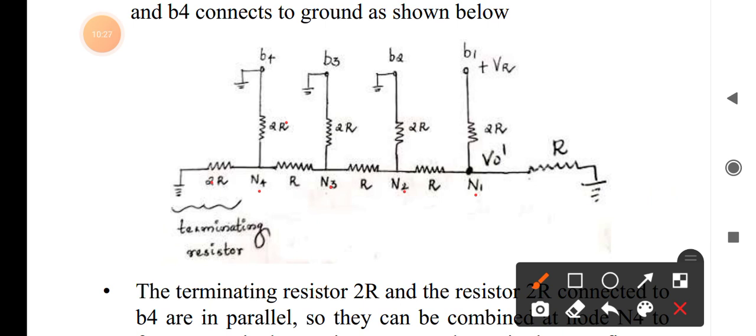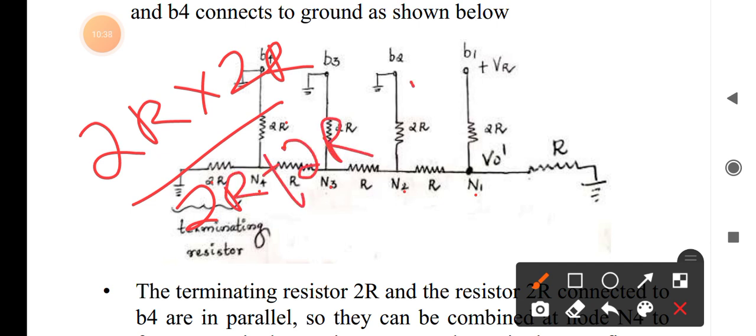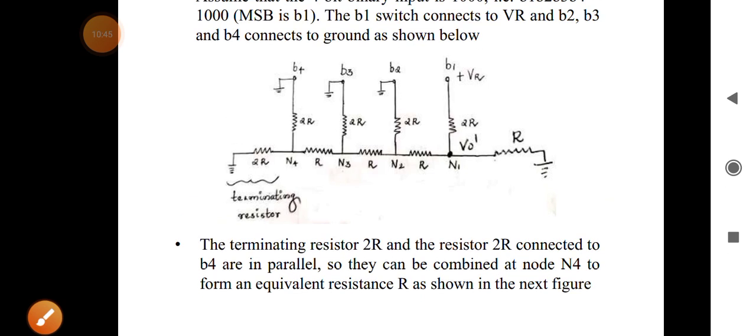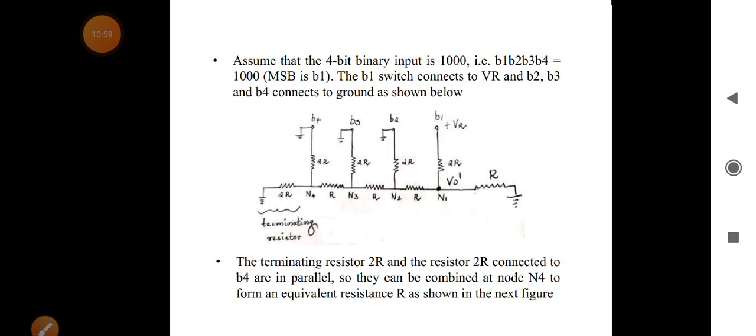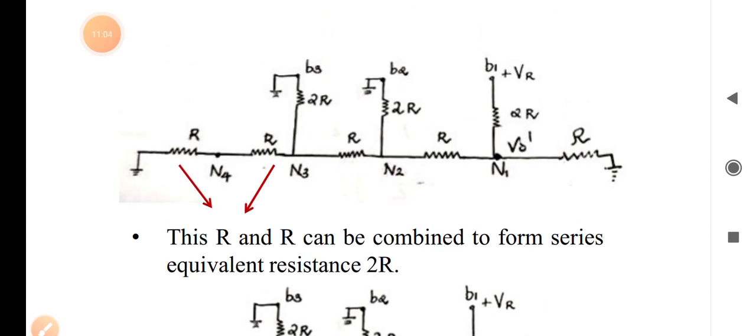So 2R into 2R divided by 2R plus 2R. That is 4R squared by 4R, which is R. So they can be combined at N4 to form an equivalent resistance R. 4R by 4R, the 4 cancels and R by R is R. In the next figure you can see the resistance forms this one R.